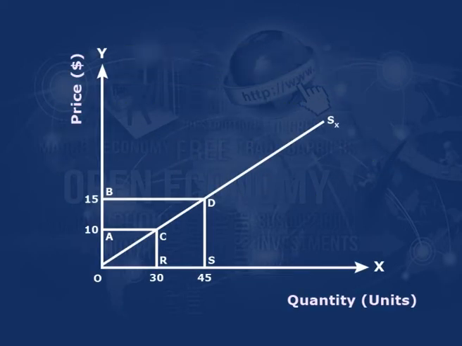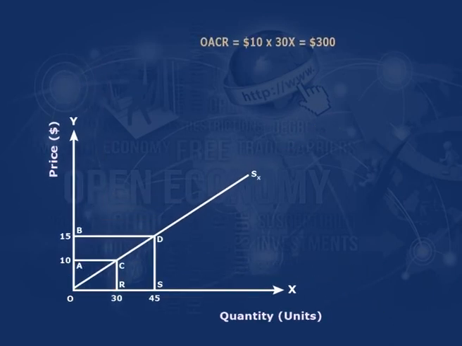The effect on producer surplus is clear from the figure. We measure quantity of commodity X on X axis and price of commodity X on Y axis. At free trade, price of X is $10. Domestic producers produce 30x and receive OACR, that is $10 into 30x, that comes to $300. An imposition of tariff increases the domestic price of X from $10 to $15. This will increase domestic production from 30x to 45x.